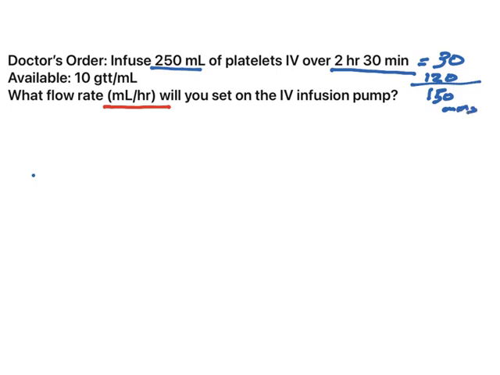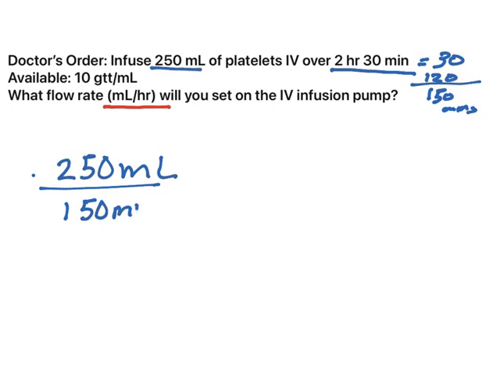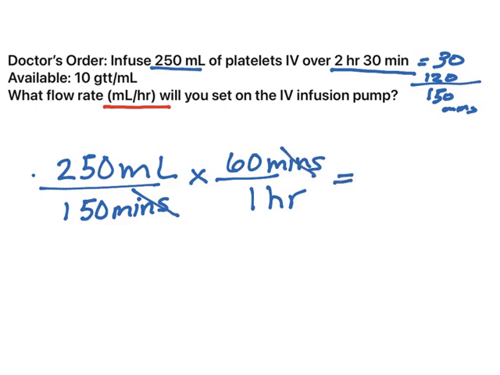All right, so now we can go and start with the physician's order. So our volume is going to be 250 mLs over 150 minutes. All right, so our answer needs to be in mLs per hour. So we need to convert our minutes to hours. So we know that 60 minutes is equal to 1 hour. So your minutes is going to cancel out, and you're going to be left with hours.